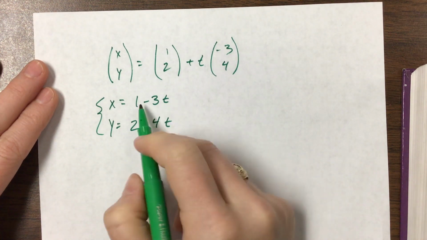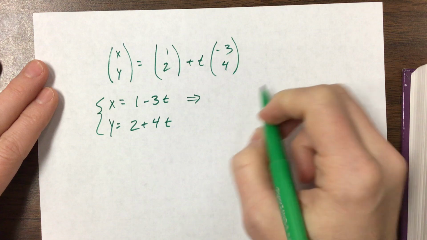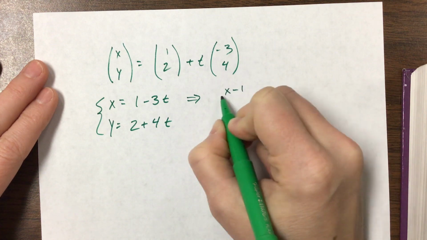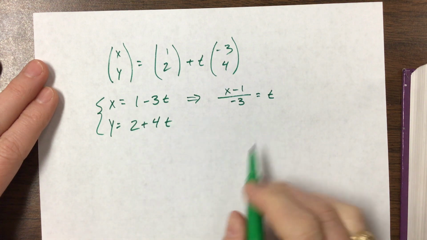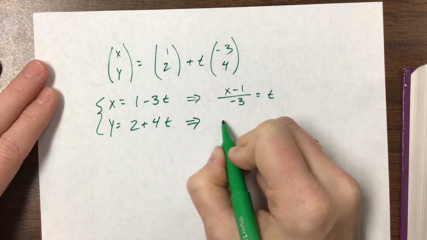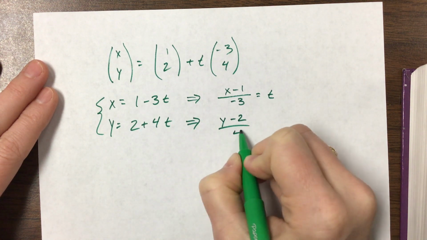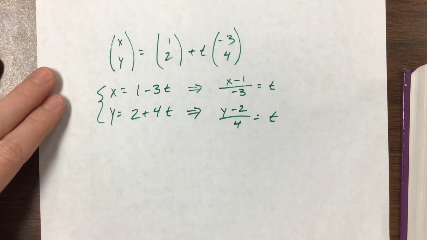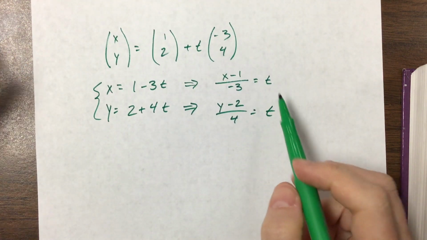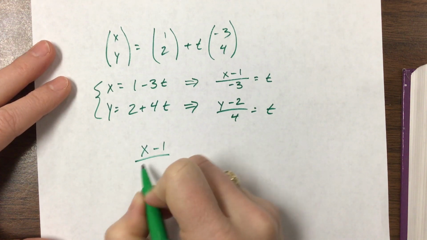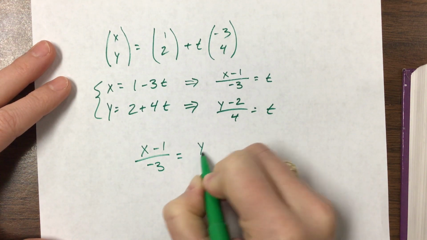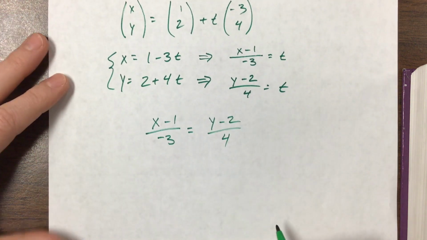What I can do is solve each one of these for t. So this becomes x minus 1 over negative 3 is equal to t. Notice I subtracted 1, divided by negative 3. This one becomes y minus 2 over 4 is equal to t. Well, it's the same t in both of these situations, so I can set these equal: x minus 1 over negative 3 is equal to y minus 2 over 4.